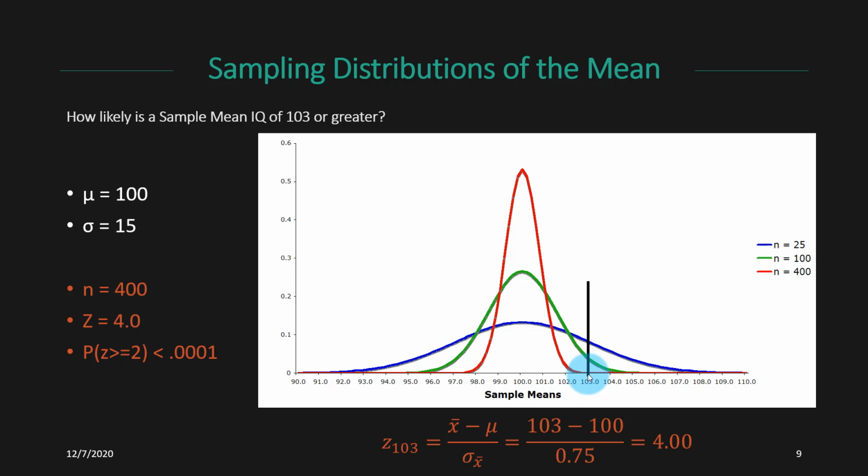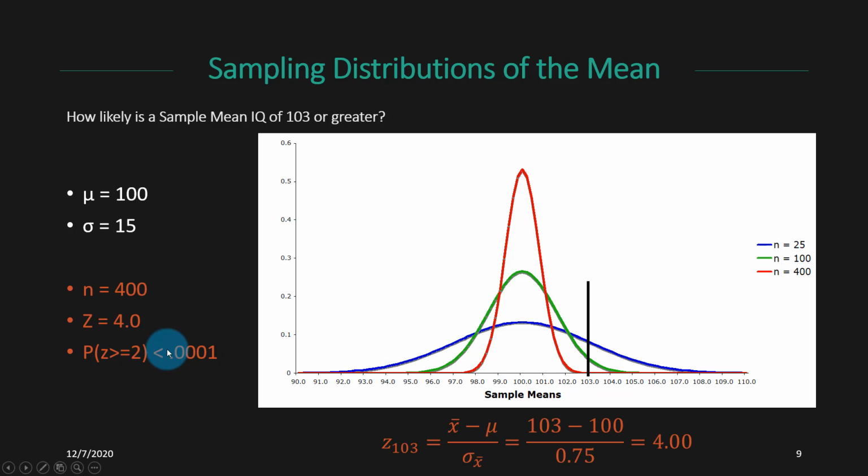And what's the probability of getting a z-score greater than or equal to 4? And it works out to be less than 0.001%. So this is very unlikely to happen, to get a sample mean of 103 or greater if our sample size was 400, right? So we can see the probability of this shrinking as we increase our sample size. When our sample size was 25, about 16% of sample means were greater than 103. When our sample size was 100, about 2% of the means were greater than 103. And now when our sample size is 400, less than 1% of the means are greater than 103.